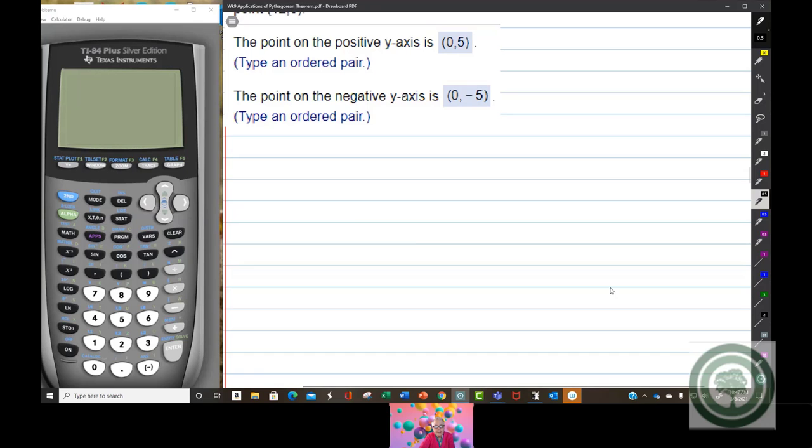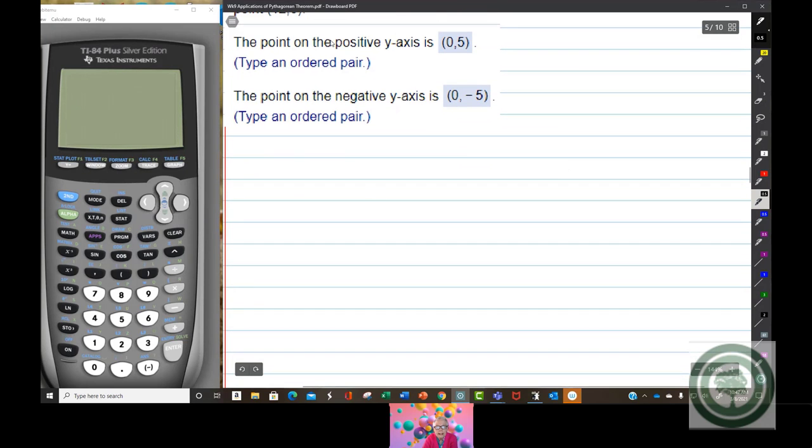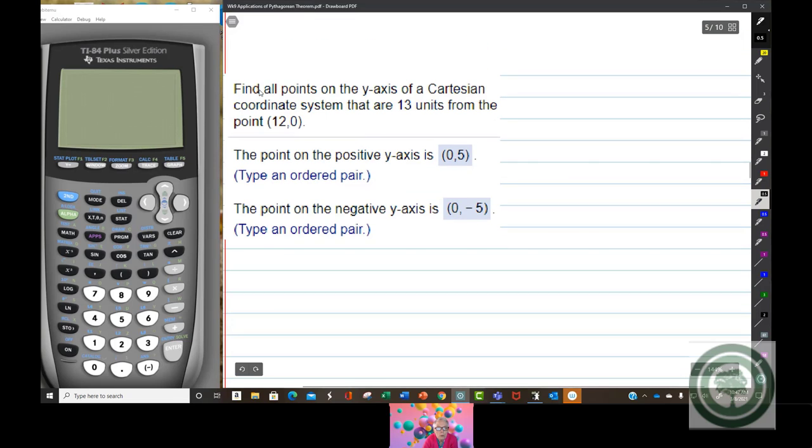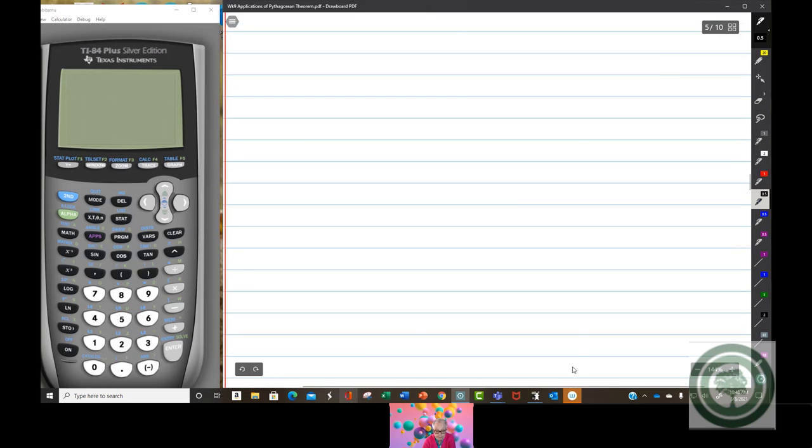Okay, here is, well, let's do this. What we want to do here is find all the points on the y-axis of a Cartesian coordinate system, that's our regular graphing grid, that are 13 units from the point 12, 0. Okay, well, let us do this.